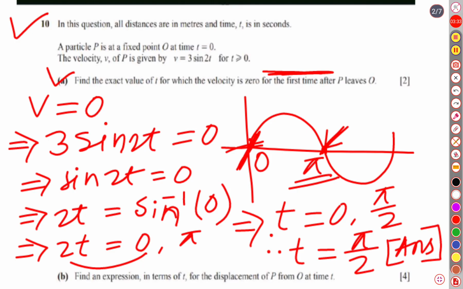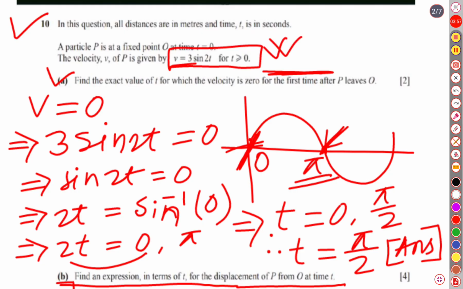Next question is B. Find an expression in terms of t for the displacement of P from O at time t. So we have been given the function as velocity, v. From this function, they have told us to convert into displacement. Whenever the function v is converted to displacement, we will have to do integration. So we will find the integral of v.